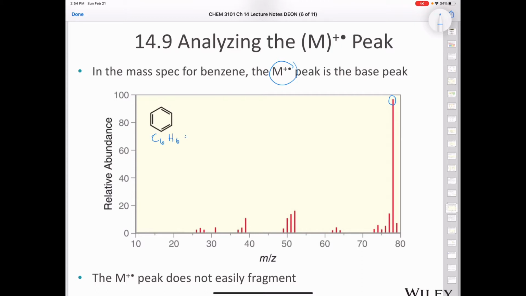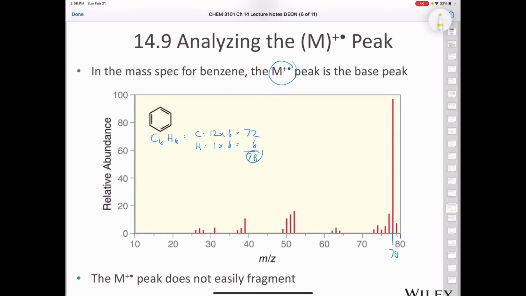C6H6. For carbon, we have an atomic mass of 12 times 6, which equals 72. For hydrogen, we have an atomic mass of 1 times 6, which equals 6. We tally that up, we get 78. So our molecular ion is at 80, 79, 78, right here. Looks good.